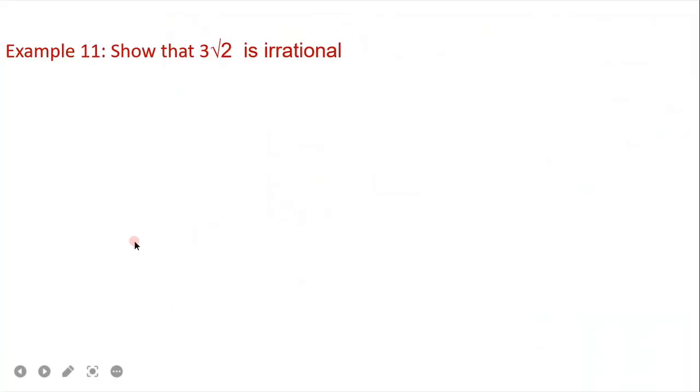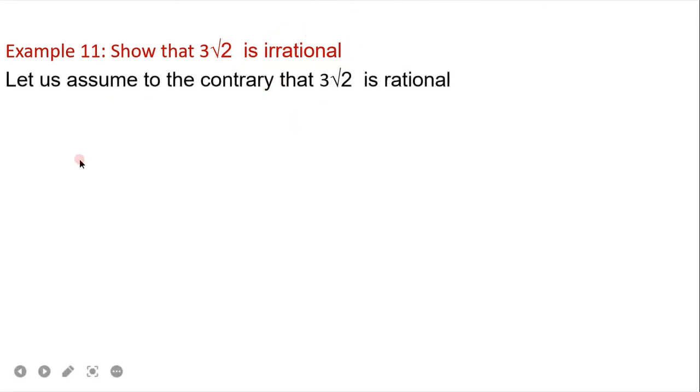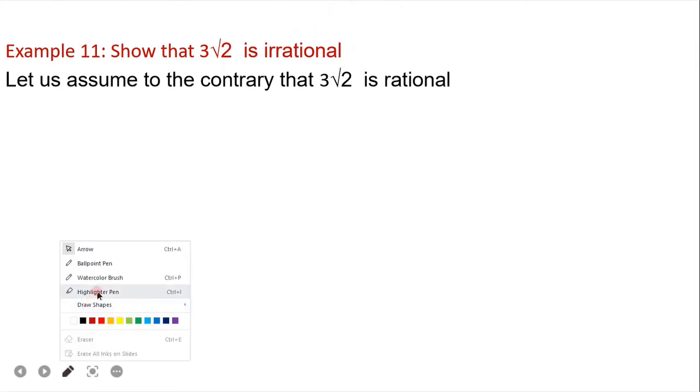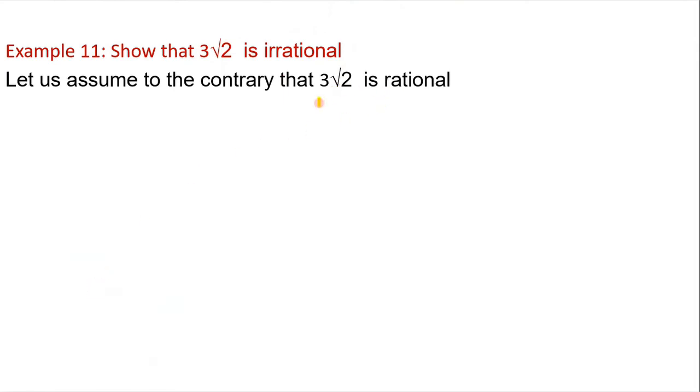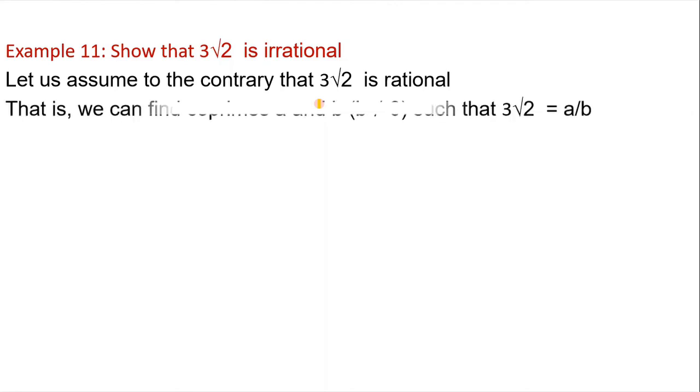Example 11. Show that 3 root 2 is irrational. Okay, let us assume to the contrary that 3 root 2 is a rational number. Now, if a number is a rational number, then we can write it in the form of p by q. So 3 root 2 can be written as 3 root 2 is equal to r by s, where s is not equal to 0. Let us consider r and s have some common factors other than 1, then we divide r and s by those common factors, so that we get 3 root 2 is equal to a by b, where a and b are co-primes.